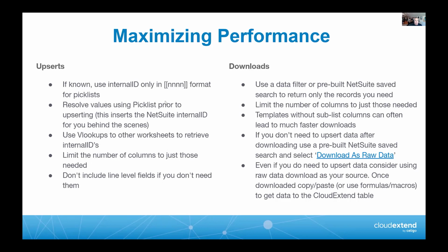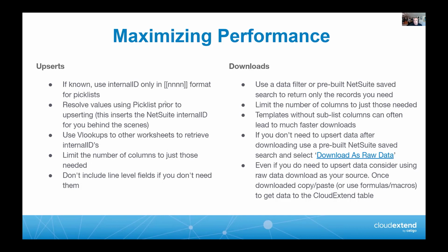This is really important. Just limit the number of columns to just those that you need. For example, and I think I go over this on the downloads as well, if you don't need line level data, then definitely don't include it. Let's say you're updating a sales order and you want to update a header level field, like a location. Just don't include the line columns, and your updates and your downloads will be much, much faster, because you won't be pulling in all that line level detail as well.